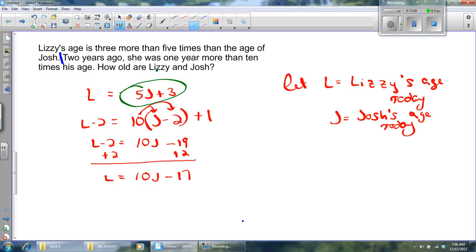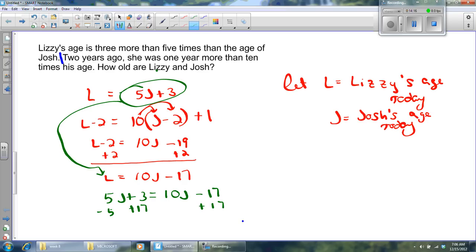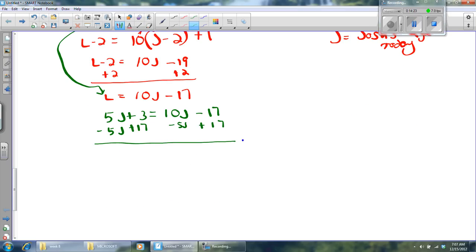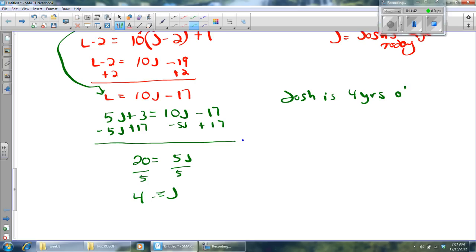I'll take this 5j plus 3 from the first equation, put it in for L, and I'll end up with 5j plus 3 equals 10j minus 17. And I'm going to add 17 to both sides. And I'll also subtract 5j from both sides. And I'm going to get 20 equals 5j, dividing by 5 will tell me that Josh is 4 years old.